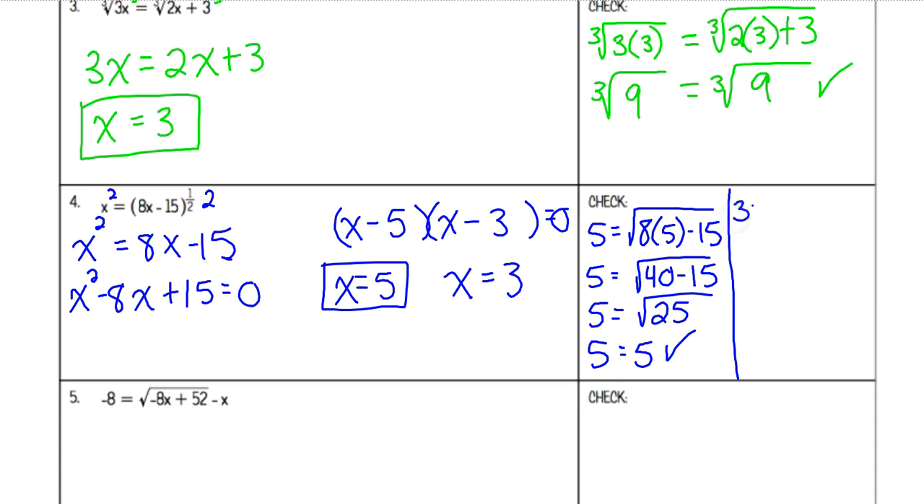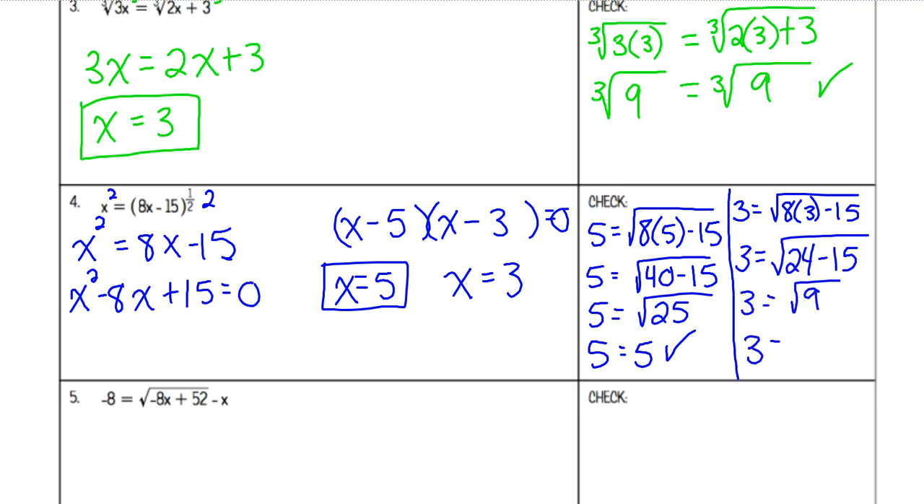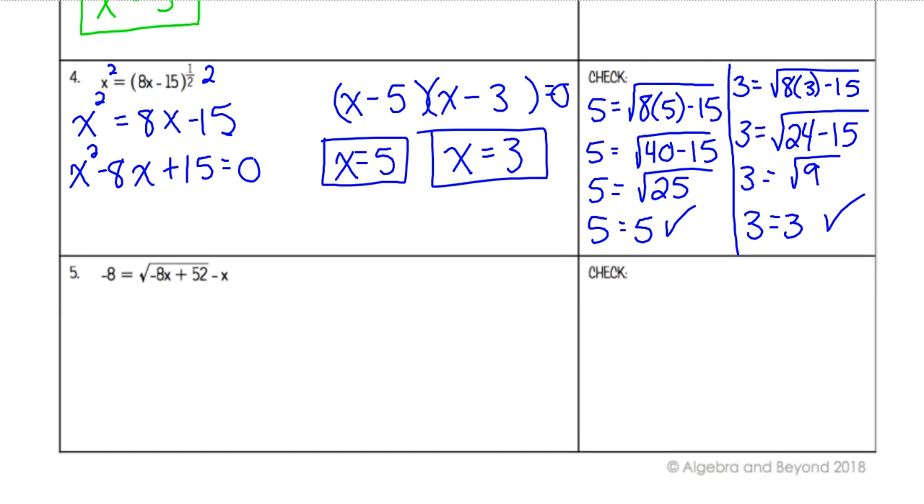Let's see if 3 works now. So now I have 3 equals the square root of 8 times 3 minus 15. So when I simplify that right-hand side, I have 24 minus 15, and that is 9. The square root of 9 is 3. So 3 is also a viable solution. So in this one, we don't have an extraneous solution. Both solutions work.